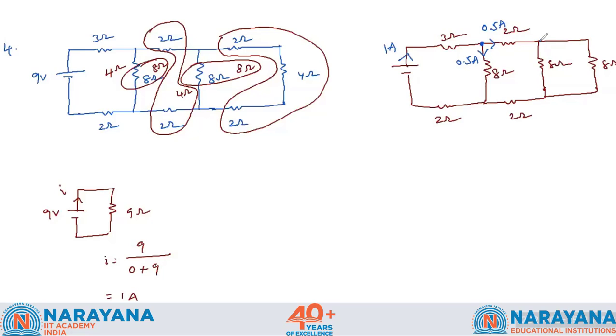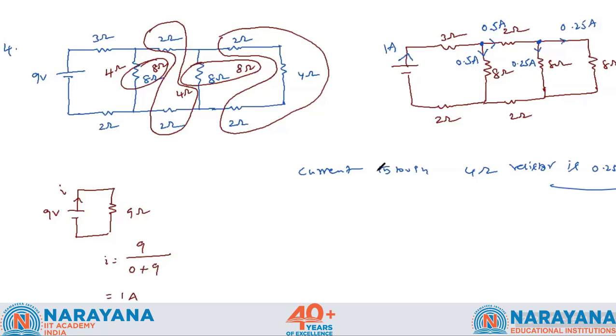Clear. The current of 0.5 amperes on reaching this point will be divided into how many parts? Two parts, because it will be the parallel combination again. So this will be 0.25 amperes and this also will be 0.25 amperes. So then what is the current flowing through the 3 ohm resistor? The current flowing through the 3 ohm resistor is nothing but 1 ampere, and the current flowing through the 4 ohm resistor is nothing but 0.25 ampere. So that will be my answer. Current through the 4 ohm resistor is 0.25 ampere. This will be my answer.